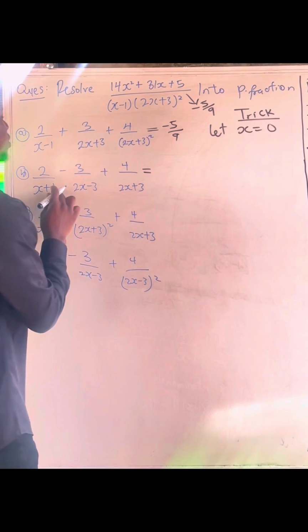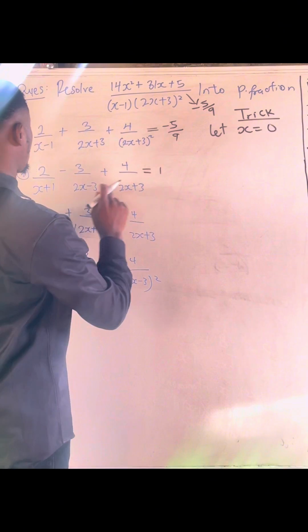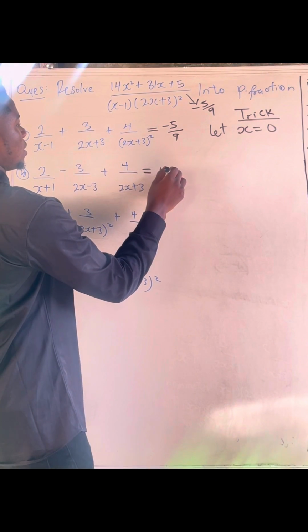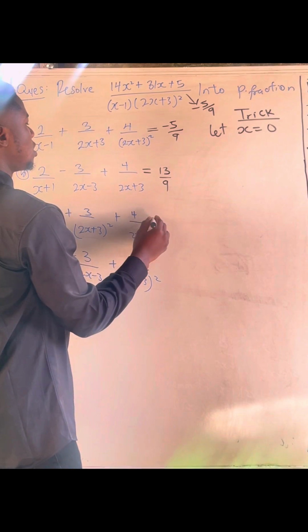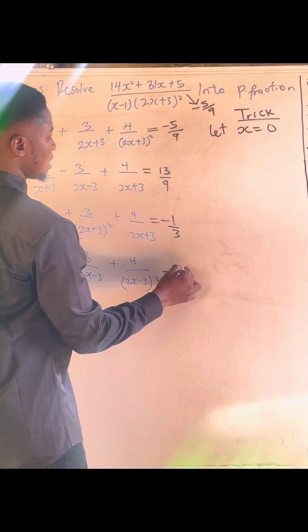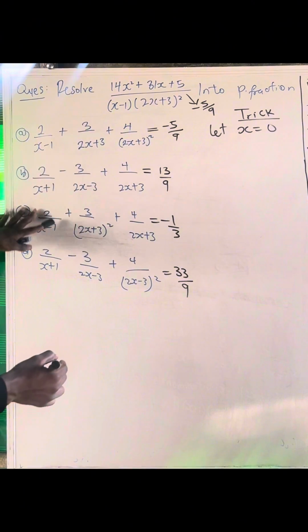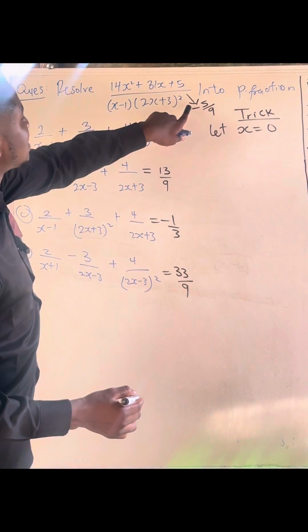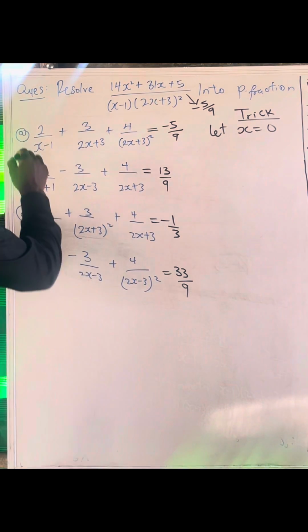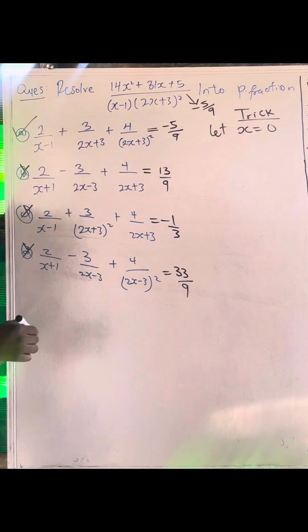If I substitute into option B, I should get, let me check, 13 over 9. This one should be minus 1 over 3. This one should be 33 over 9. So you will now see that the only option that gives me the same answer as the question after substituting x equal to 0 is option A. So this simply means that option A is correct, option B is wrong, option C is wrong, option D is wrong.